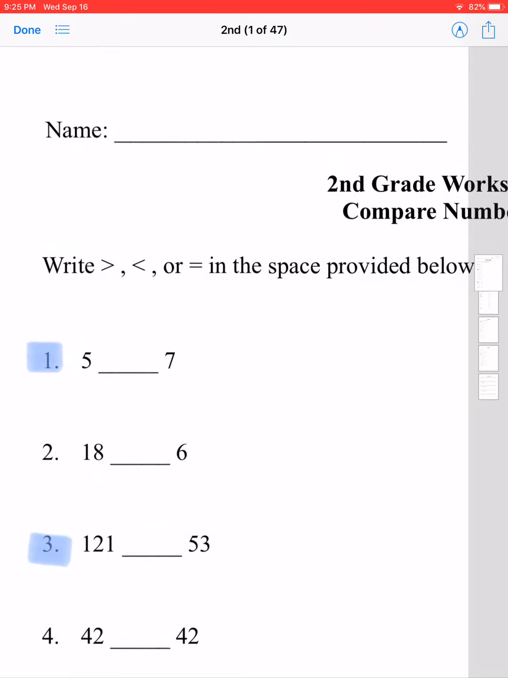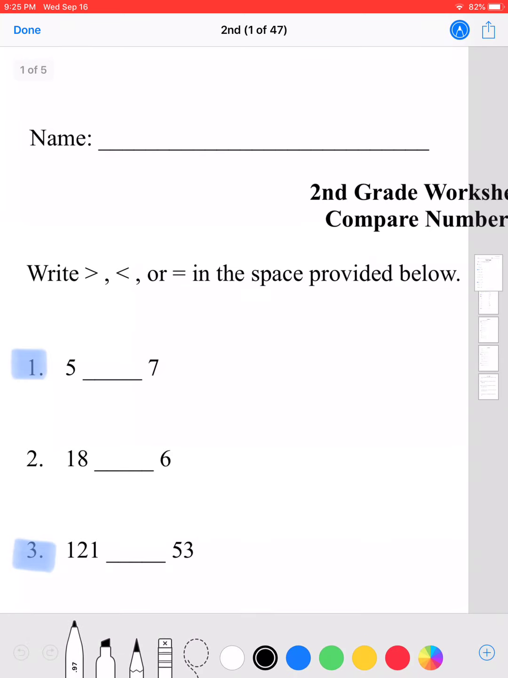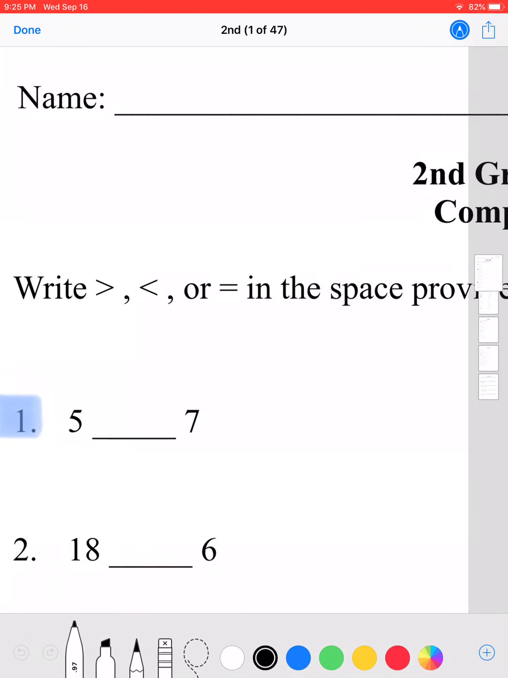So we're comparing numbers for the first topic, and we were given the greater than sign, less than sign, or equal to sign. One way to memorize these two signs, which kind of look similar, is to think of these as crocodile mouths, or any animal's mouth, or just a mouth.